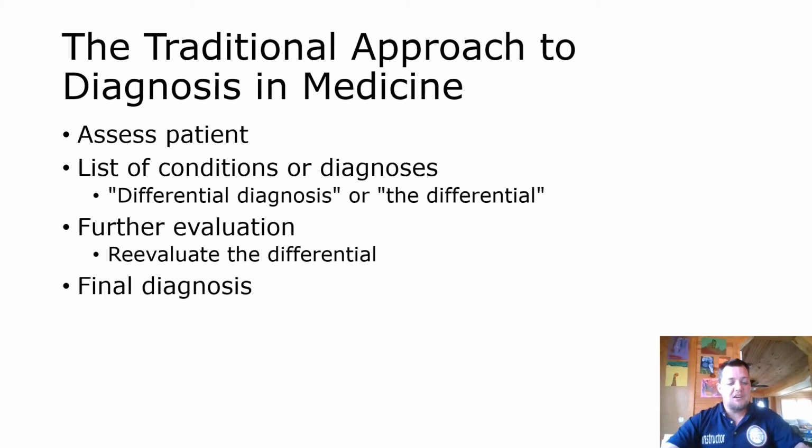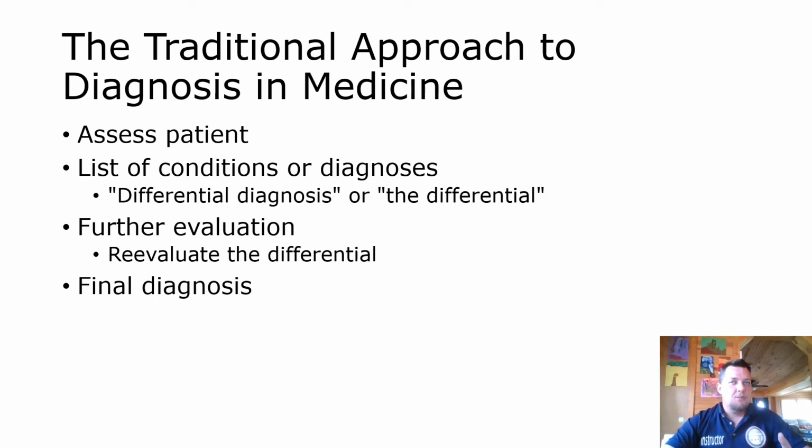So the patient has chest pain. Okay, so there's a number of things that it could be. It could be a trauma. It could be a cardiac problem. It could be a respiratory problem. It could be a GI problem. Okay. So those things are my differential diagnosis. Okay. Then I'm going to do some further evaluation.